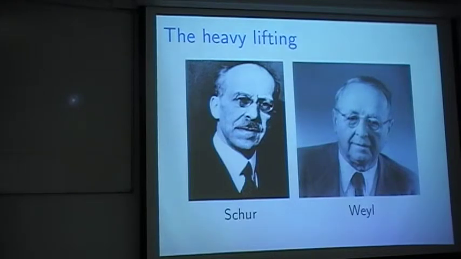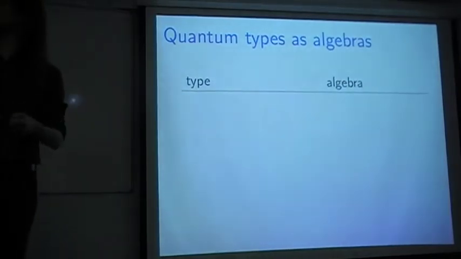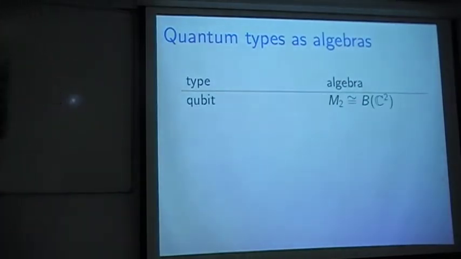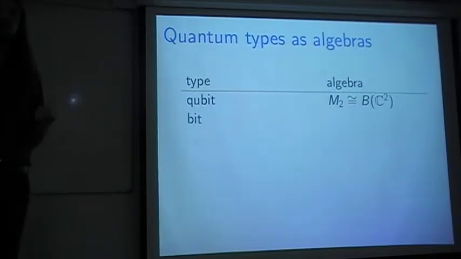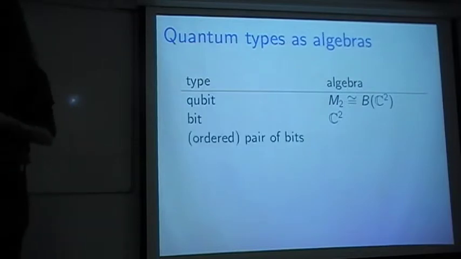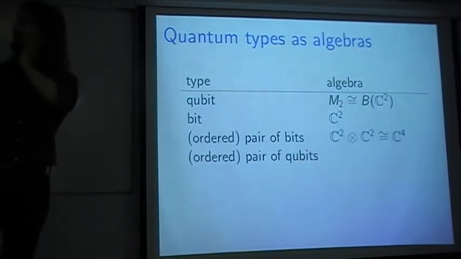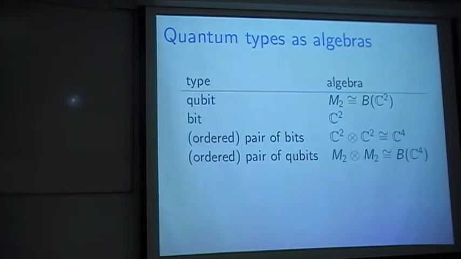Okay, so let's start with something we already know. So what are the algebras for some well-known quantum types? A qubit, that's 2 by 2 square matrices. And a bit, you can also do that if you're doing algebras, that's C squared. And if I have a pair of bits, and it's important that it's ordered, one comes after the other, it's the tensor, so C^4. And you take the tensor as well for the qubits, and you get M2 tensor M2, which is M4.